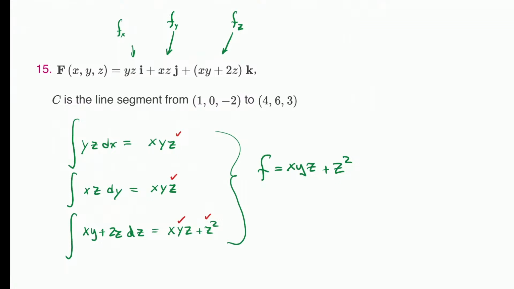Next thing that you're going to do is parameterize this line. And I don't care how you do it, but I do it the easy way. So I'm going to write it like this, x, y, and z. And I put the starting point here. And then I add to this the difference between the two. So this will be 3t, this will be 6t, and this will be 5t. I think I got that right. And of course, if you do it this way, then your integral will just go from 0 to 1. So that's another nice thing about doing it like that.